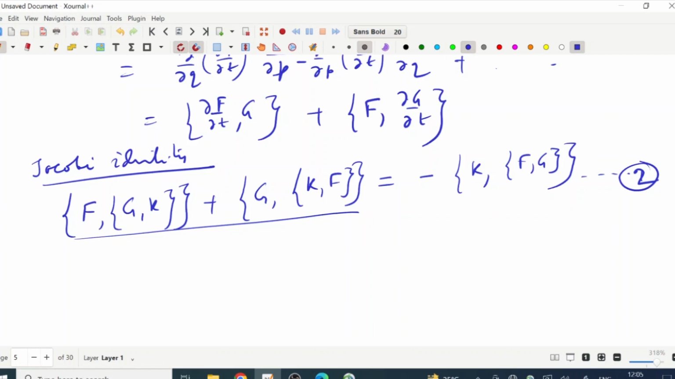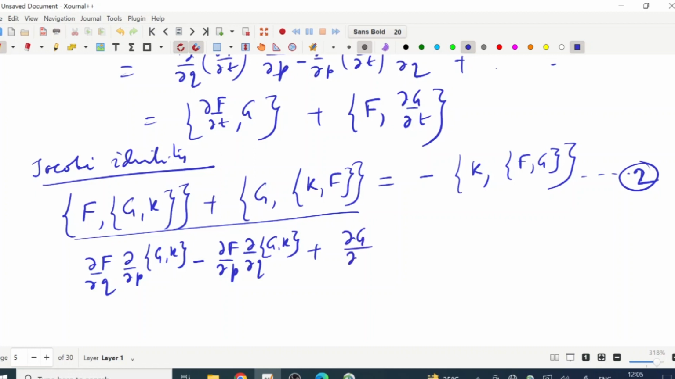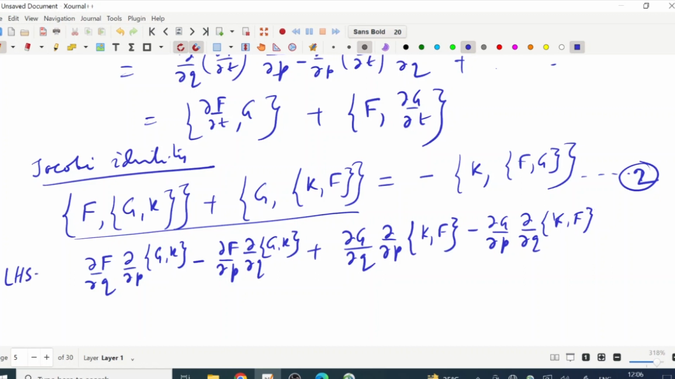So, there will be a lot of cancellation to achieve that result, but let us do this. Let me write del f del q times del f del p of g k Poisson bracket minus del f del p del q of Poisson bracket g k, and then plus del g del q del p of Poisson bracket k comma f minus del g del p and del q of Poisson bracket k comma f. Okay. So, this is the left hand side of this identity we are studying.